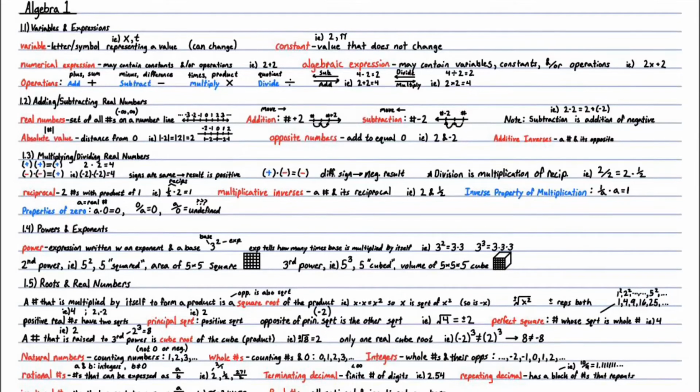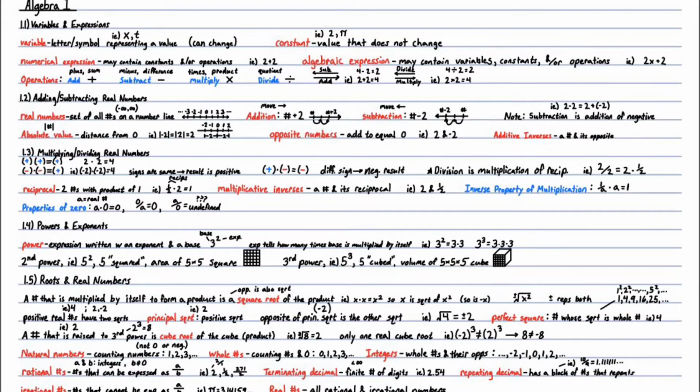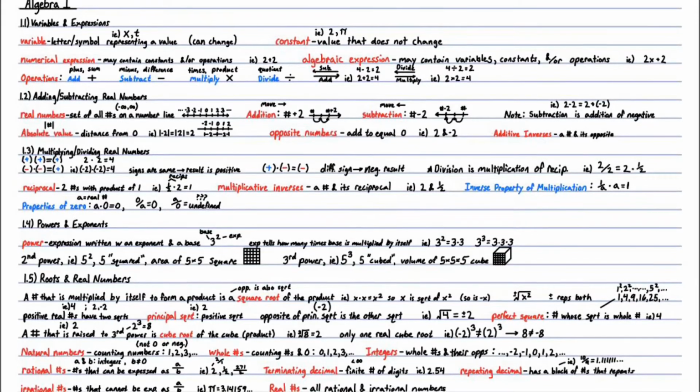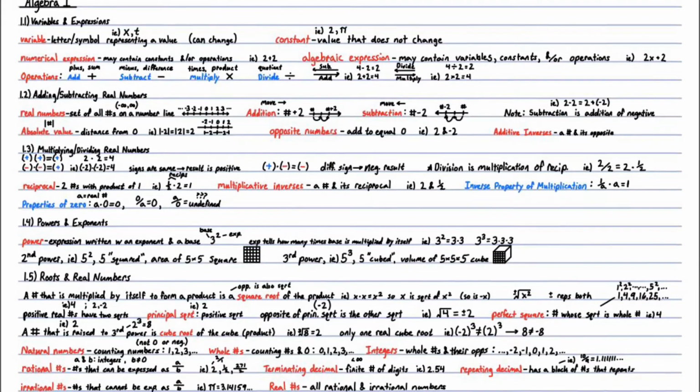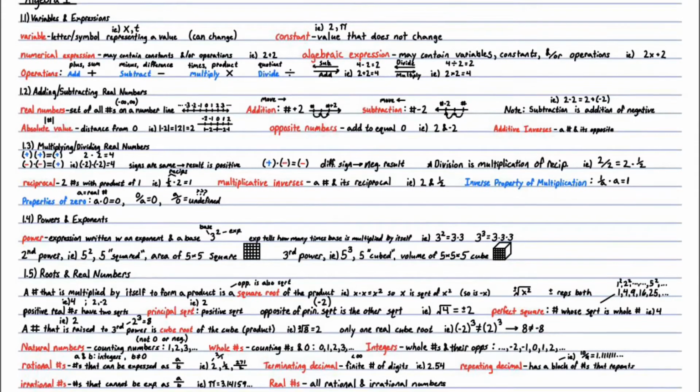Algebra 1. Variables and expressions. A variable is a letter or symbol that represents a value that can change, i.e., x or t. A constant is a value that does not change, i.e., 2 or pi. A numerical expression may contain constants and/or operations. An algebraic expression may contain variables, constants, and/or operations.